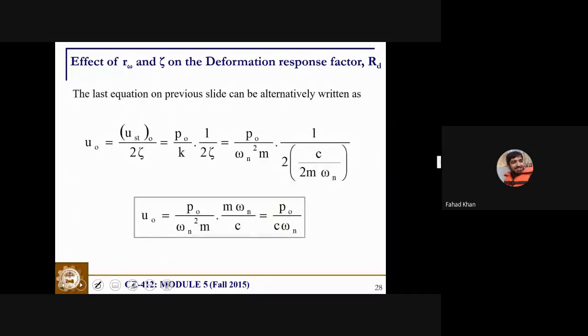And so the total displacement will be equal to static displacement divided by 2 times zeta. After rearranging, you can rewrite this whole formula as the dynamic displacement is equal to P naught divided by C omega n. So dynamic displacement will depend on P naught. It will depend on the structure and its stiffness and mass ratio, and then you will have the value of C here.